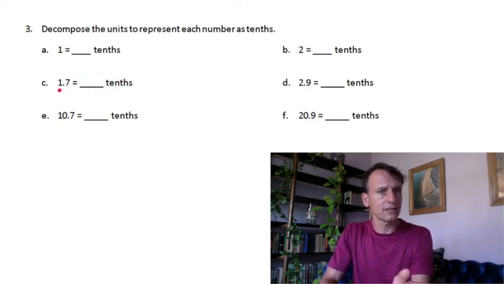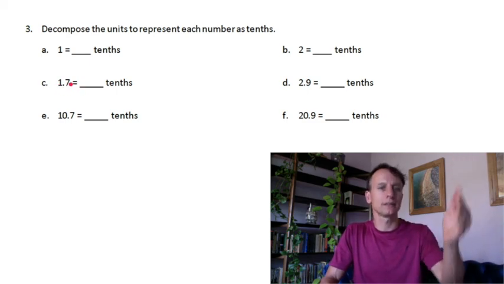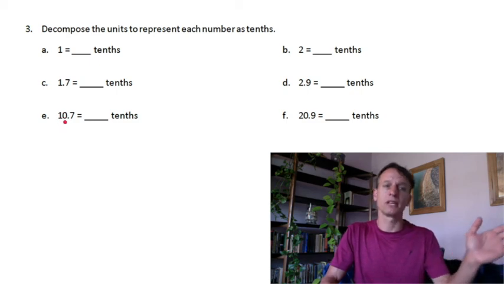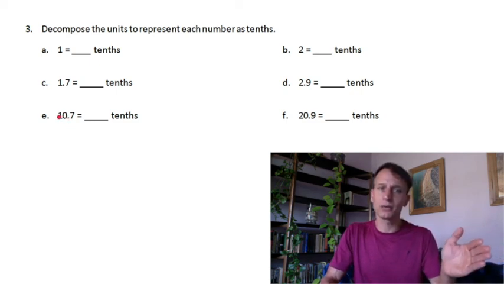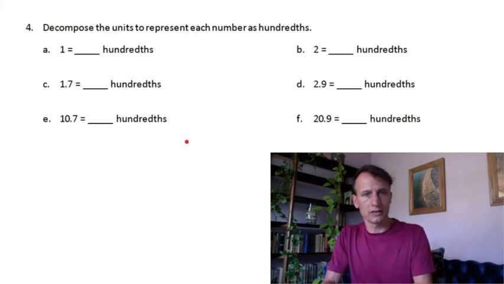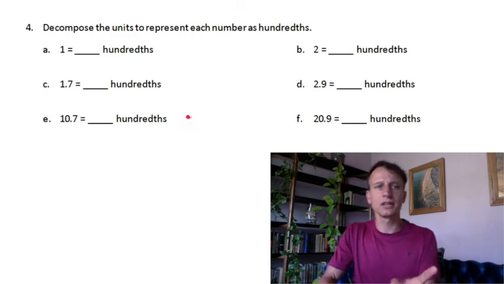So then let's look at, I'm going to skip B, look at C. 1 and 7 tenths is, read it as a number. 17, where are we? Tenths. Same thing here. 10 and 7 tenths, read it as a number. 107, where are we? Tenths, okay? And then you have the same thing, but in terms of hundredths.